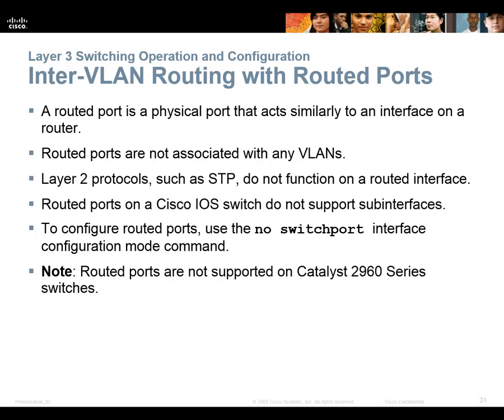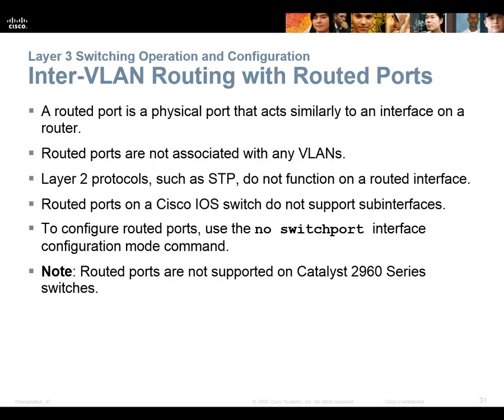So a routed port is a physical port that acts similarly to an interface on a router. Routed ports are not associated with VLANs. Layer 2 protocols such as STP do not function on a routed interface. That's important to remember. Your spanning tree is not going to work on a routed interface. Routed ports on a Cisco switch do not support sub-interfaces. To configure the routed port, the no switchport interface command is used. Routed ports are not supported on the Catalyst 2960.